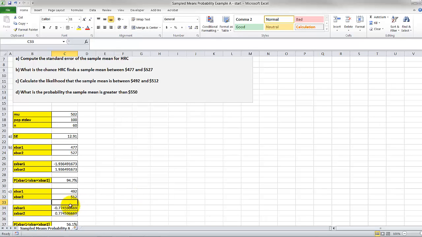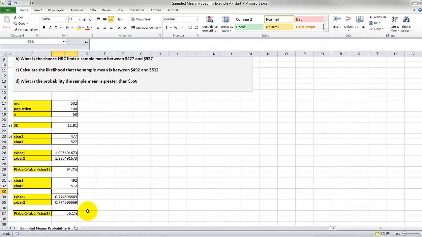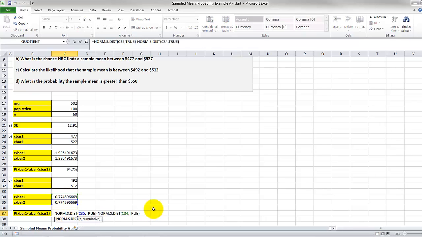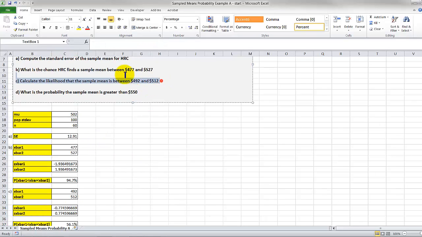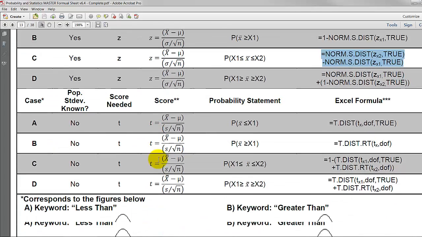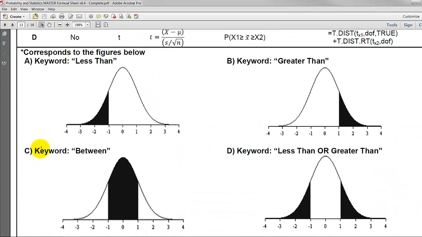That means I get different standardized scores here, negative and positive 0.77, and then my calculation for my probability is already determined. So it just happened to be in the same form. Both of these are in terms of knowing that they are between, so they are the same formula.